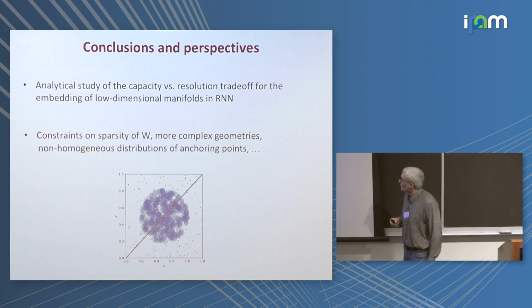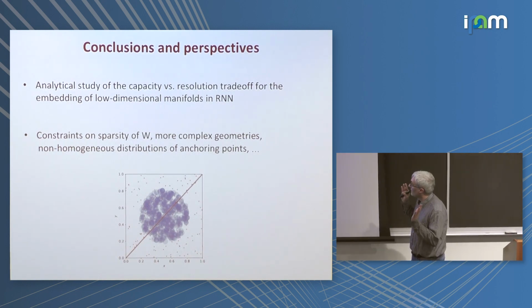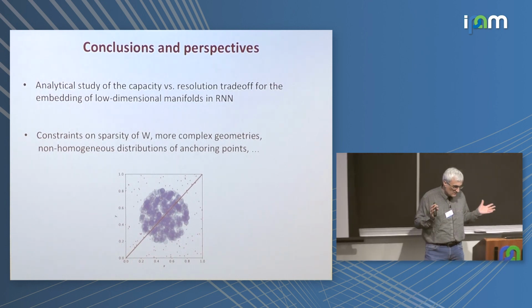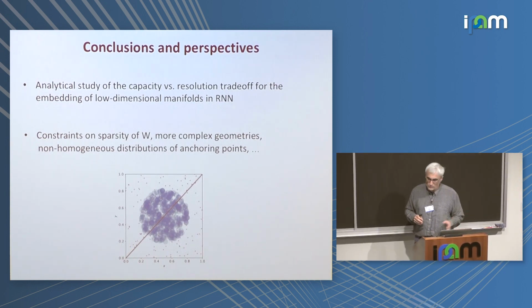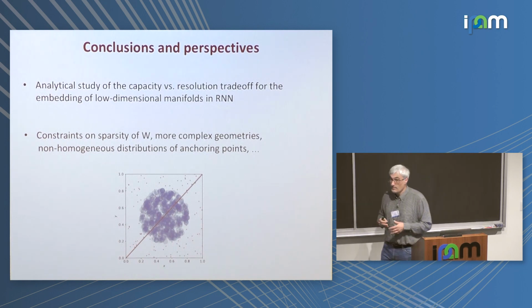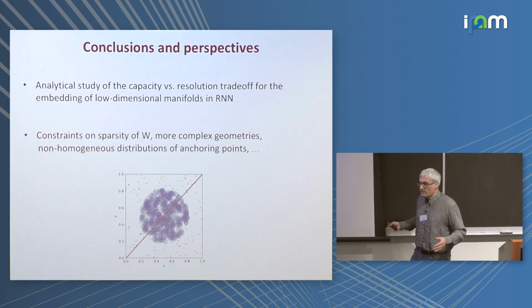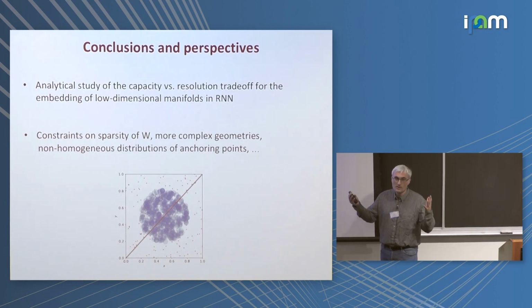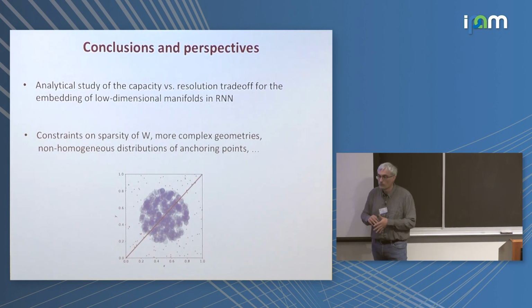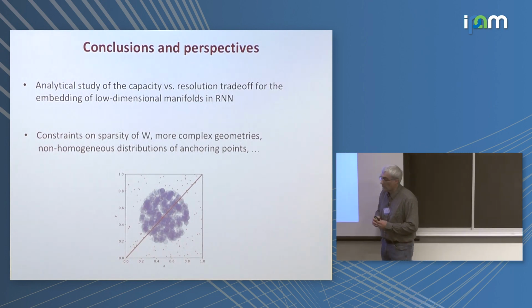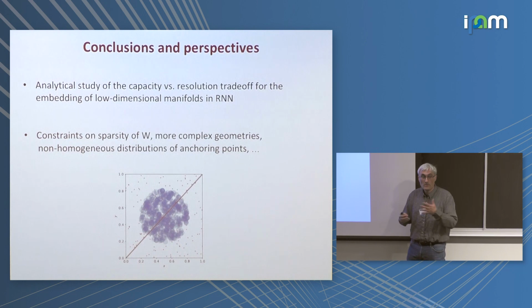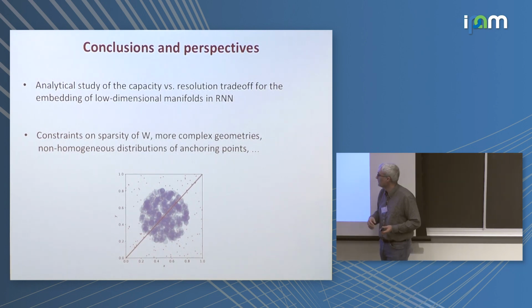So there are many things which could be interesting to study. As a summary, what we did is an analytical study of the capacity versus resolution trade-off for the embedding of many low-dimensional manifolds in a recurrent neural network. The model we have could be improved on many different aspects. For instance, we have a homogeneous d-dimensional cube for manifolds, so you could think of more complex geometries. You could think about some sparsity constraints on the W, some element-wise positive constraint in order to have biologically plausible synapses and so on.